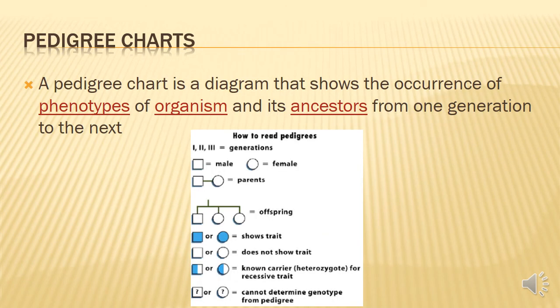We can analyze the pattern of inheritance of genetic diseases using pedigree charts. A pedigree chart is a diagram that shows the occurrence of phenotypes of an organism and its ancestors from one generation to the other. These are the symbols which are used to draw a pedigree chart.